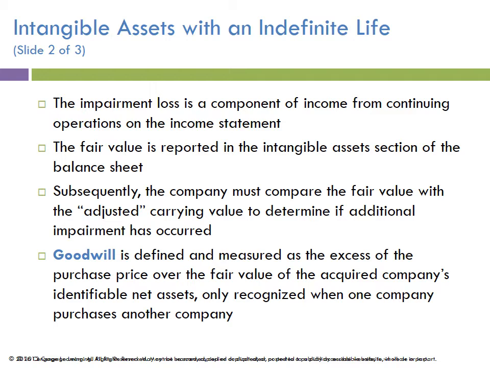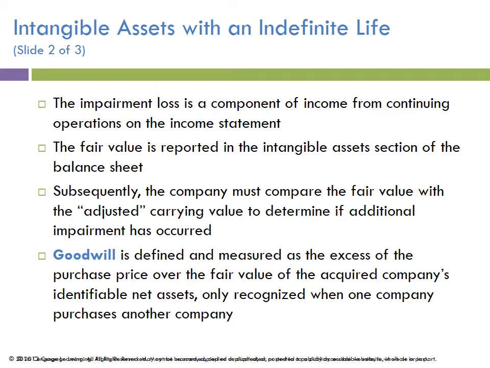Okay. So that is all the intangibles that could be separately identified. They either have a finite life or an indefinite life, and how we handle them. What if we have goodwill? What is goodwill? Goodwill is defined and measured as the excess of the purchase price, so what somebody pays, over the fair value of the identifiable net assets of the company, meaning the assets on the balance sheet.